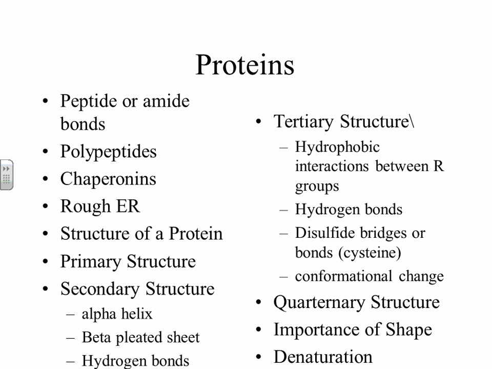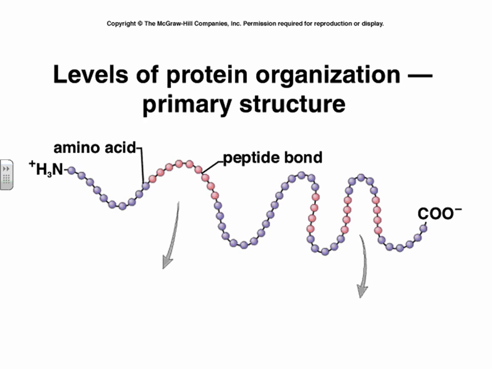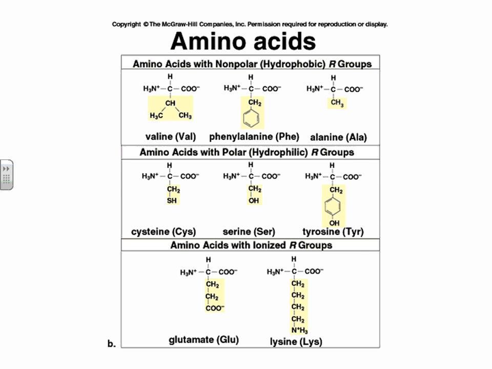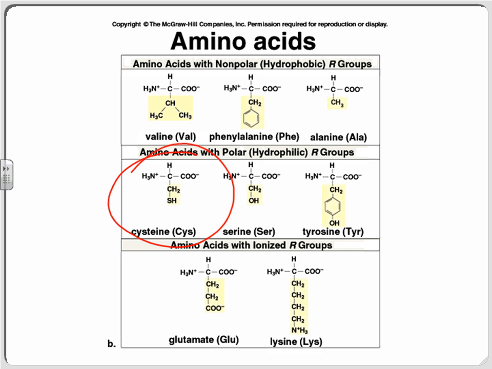Now I want to backtrack for just a second. I want to point out to you a specific amino acid. This one turns out to be an important one. What's different about that amino acid, cysteine, and the others? It's got sulfur in it. What do we call that functional group right there? Sulfhydryl.